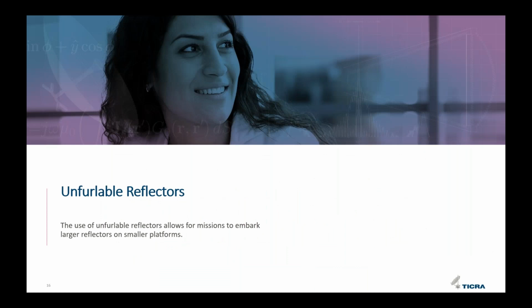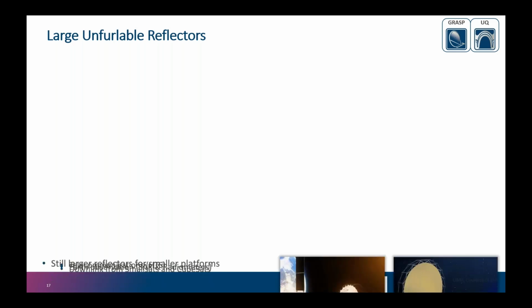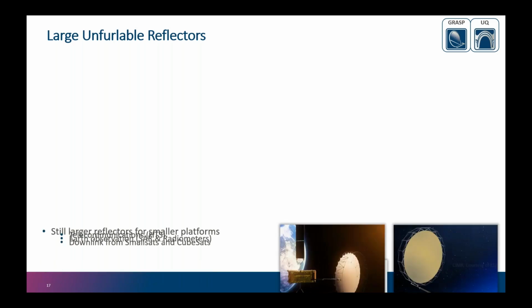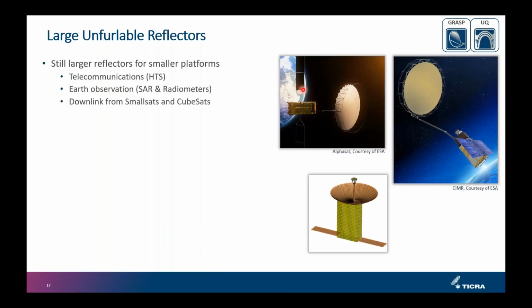So the last thing I'm going to talk about is unfurlable reflectors. We see more and more interest in large unfurlable reflectors. This is both for telecommunication antennas for high throughput satellites. This is the AlphaSat mission that ESA was involved in. Over here we have the CIMIA radiometer. So this is an Earth observation mission where we also see a lot of interest for these types of antennas.